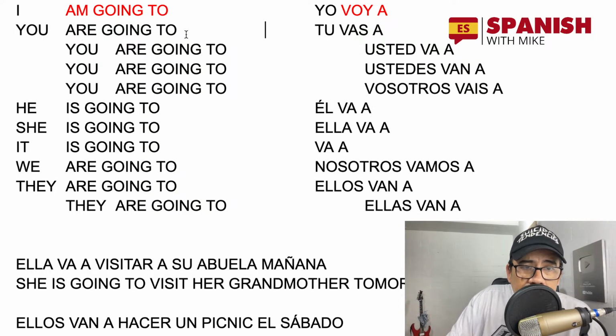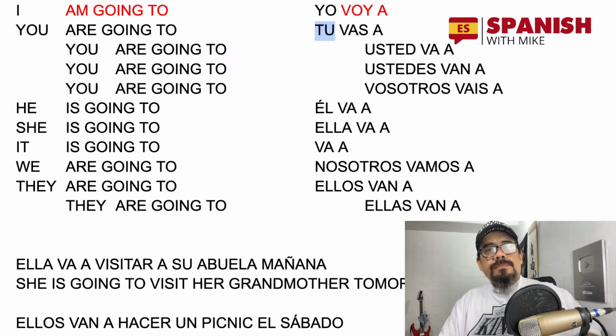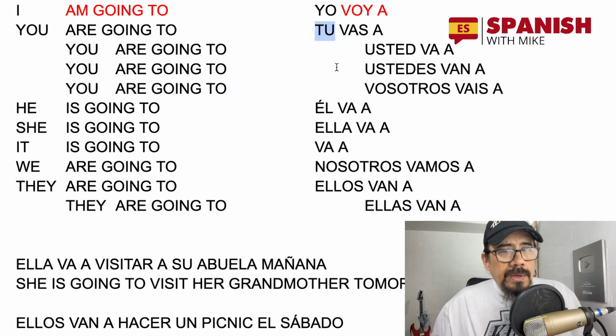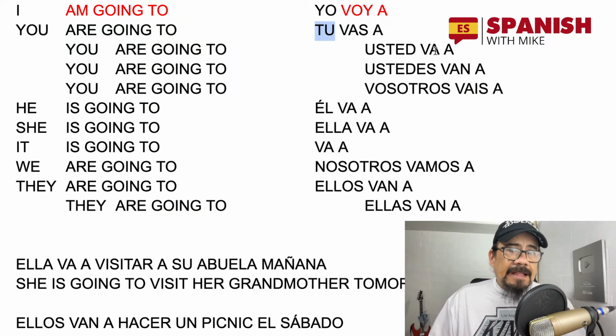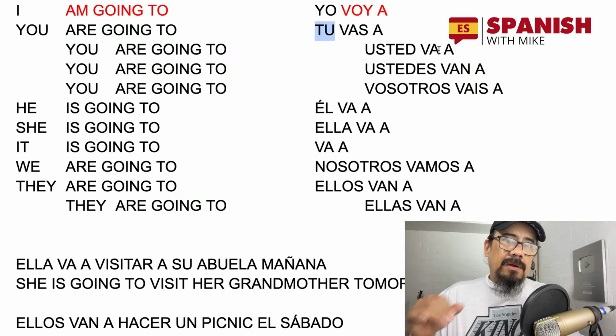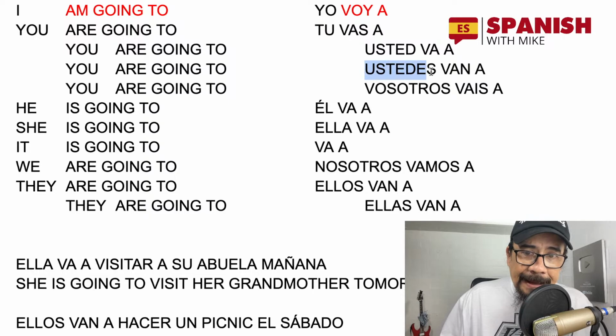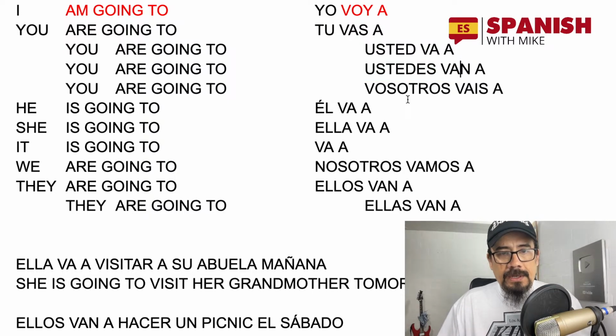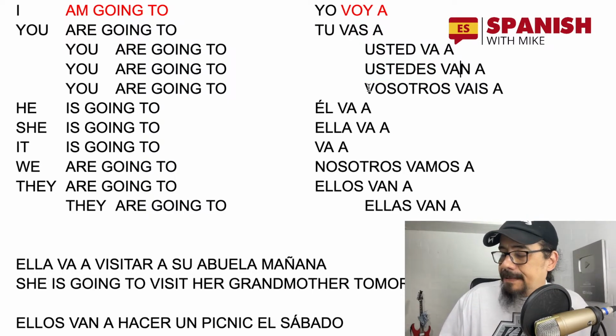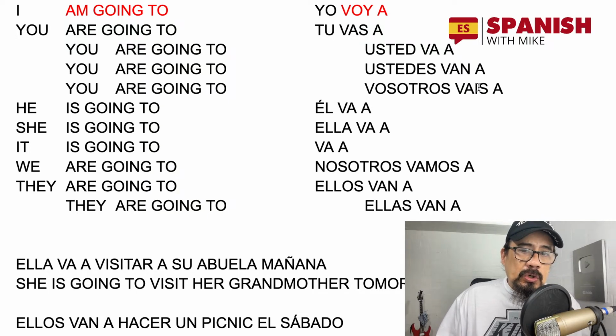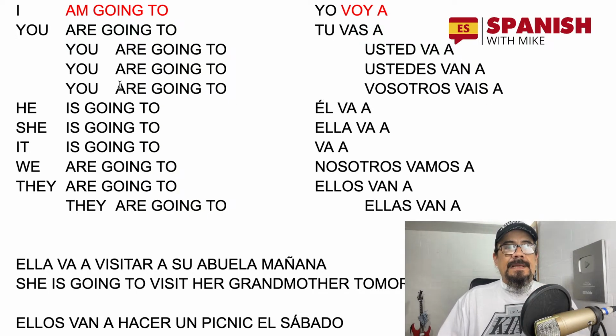You are going to whatever, tú vas a. That would be singular, informal, close relationships. "You are going to" is also translated as usted va a, which is singular formal. Also translated as ustedes van a, plural. Or if in Spain, plural for vosotros vais a. This is "you are going to."